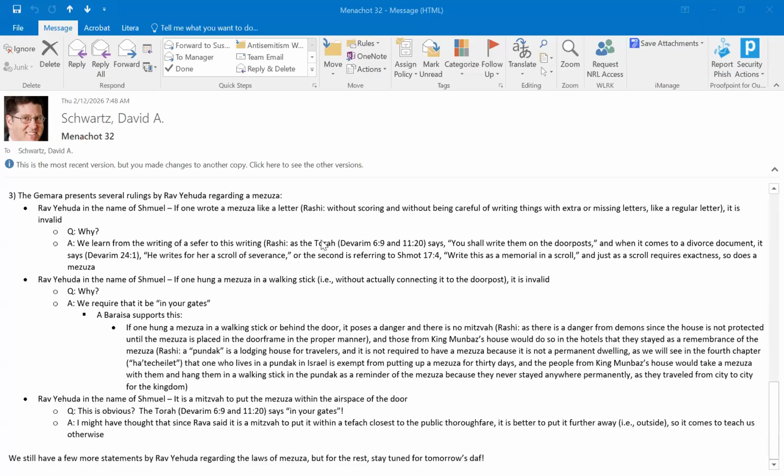We don't put a mezuzah on a sukkah. Yes, that's true, because that's also not a diras keva. In fact, that has to be a non-diras keva. V'amar Rav Yehuda amar Shmuel.